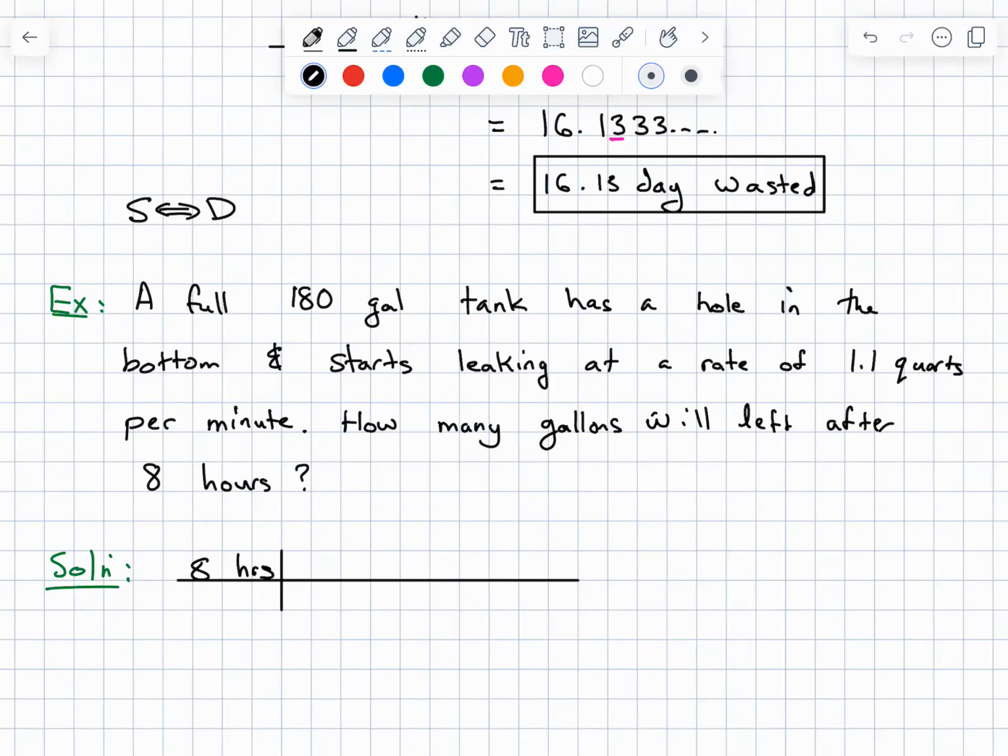Yes. So what? How many gallons will be left? Yes, there should be a B. Thank you. Testing you guys on your English skills as well.